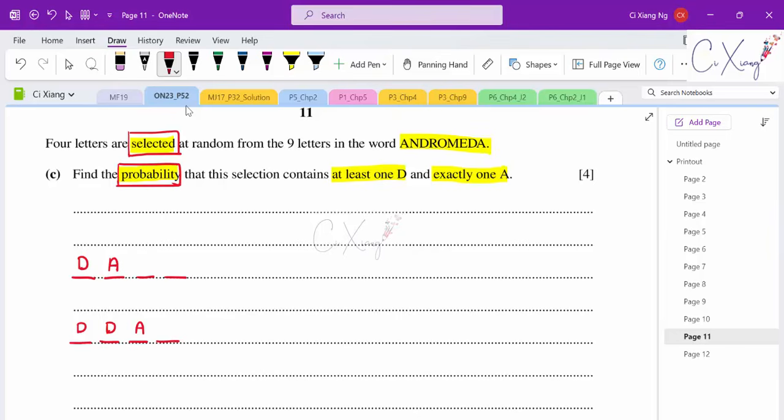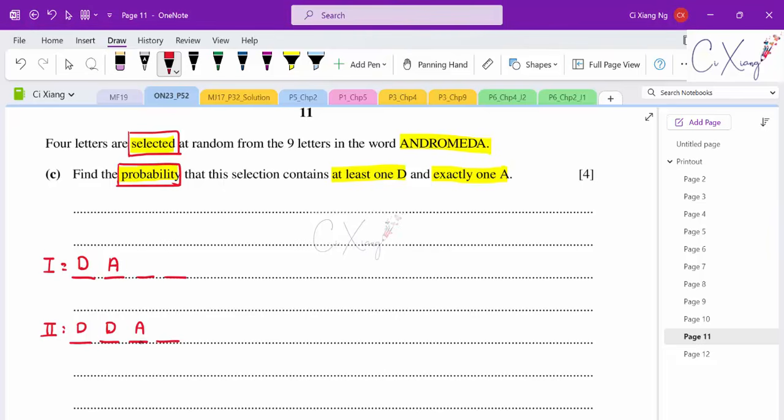Okay, so the remaining spaces that you can see here, basically you can fill in by using any other letter, except the D and A. Right, so we're having 2 cases here. The first case is 1D, 1A. The second case is 2D, 1A. So this is case number 1 and this is case number 2.